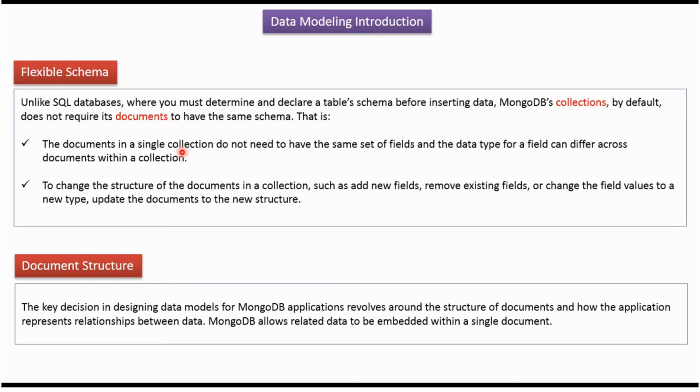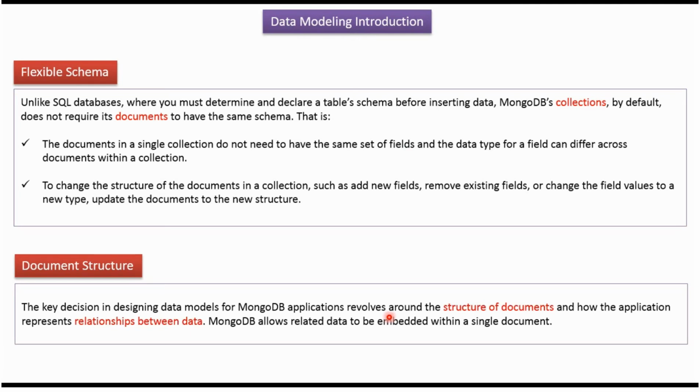Meaning, suppose in a single collection we have 5 documents, and one document can have 2 fields, another document can have 5 fields, and another document can have 10 fields. Like that, the document structure can be different. And also, the fields and data types can differ across documents within the same collection.